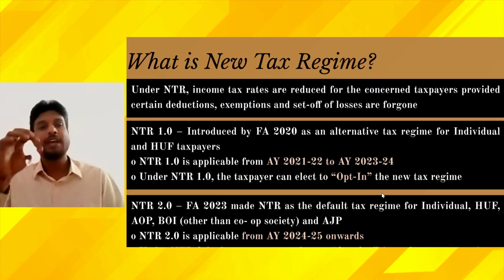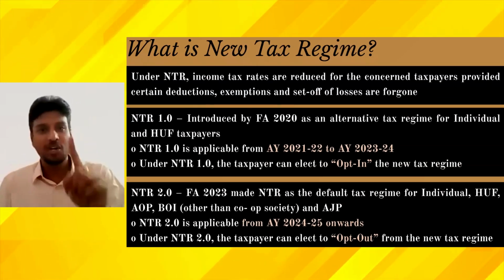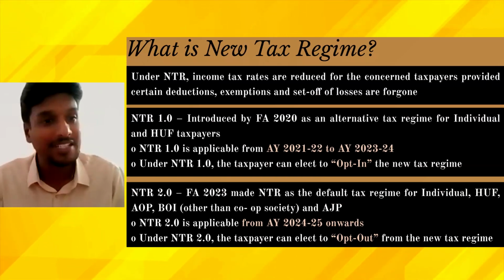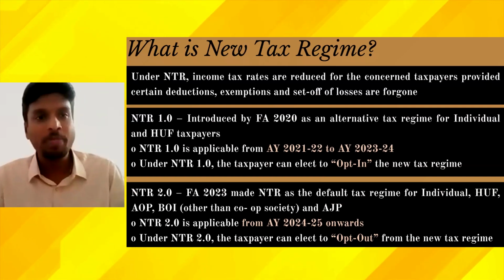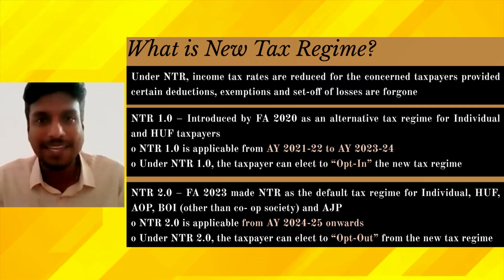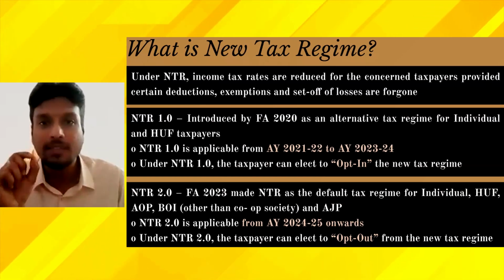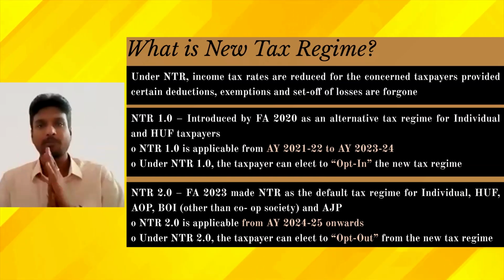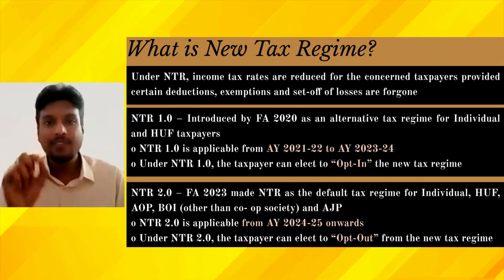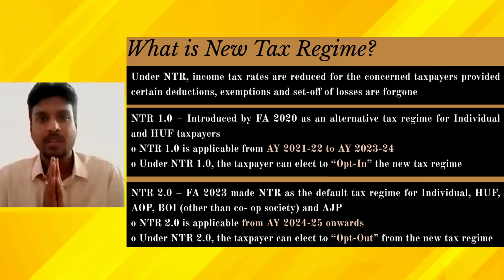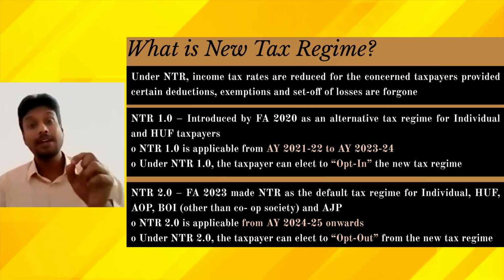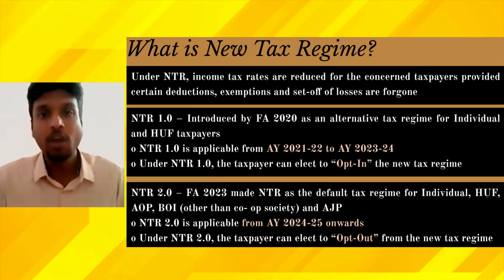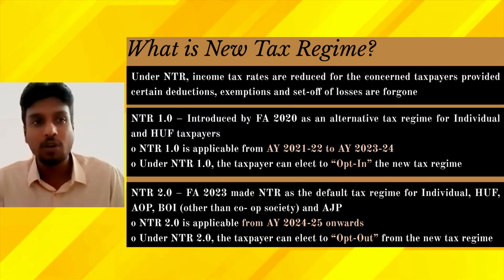Now, what was new tax regime version 1 and what is new tax regime version 2? First, let us see the applicability of these two new tax regimes. The new tax regime 1.0 was introduced by the Finance Act 2020 as an alternative tax regime for individual and HUF taxpayers. Full stop. Only two people, individual and HUF. And new tax regime 1.0 was applicable from assessment year 21-22 till assessment year 23-24.